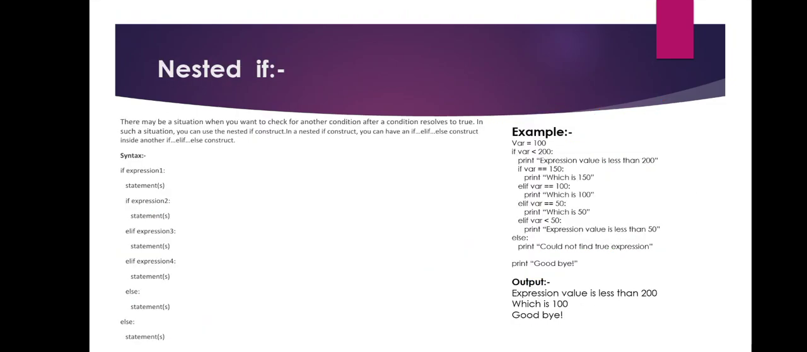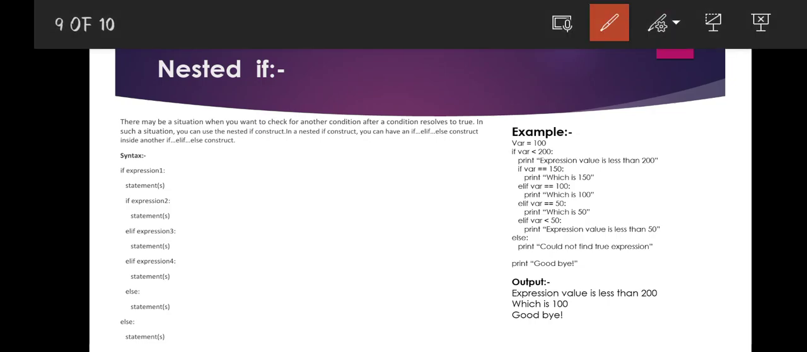And the last one that we have in decision making statements is the nested if statement. Nested if is nothing but an if inside another if. There may be a situation when you want to check for another condition after a condition resolves to true. In those situations, we use nested if statements, that is, an if else construct inside another if.